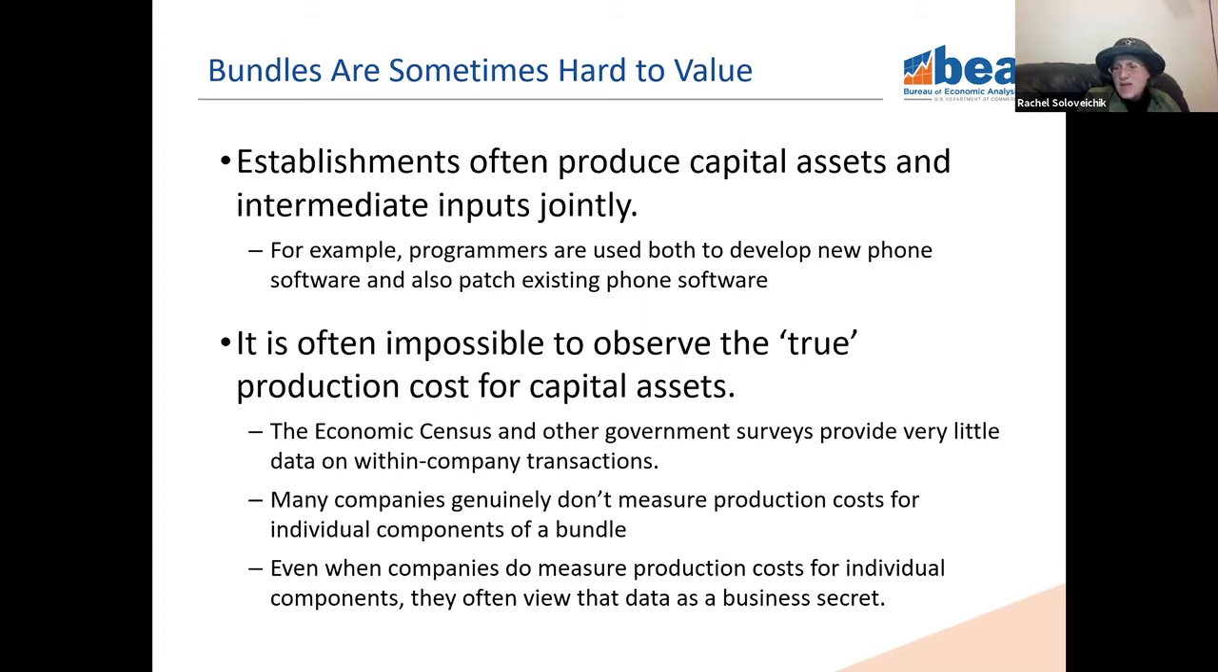And even if they have some idea based on their own studies how much it costs to do repairs versus new products, they don't always tell it to anyone else, let alone the government. And so it's sort of a black box for us. We see the total output of an establishment if we're lucky, and we have an idea of how much of those inputs are going to capital and how much are going to intermediate.